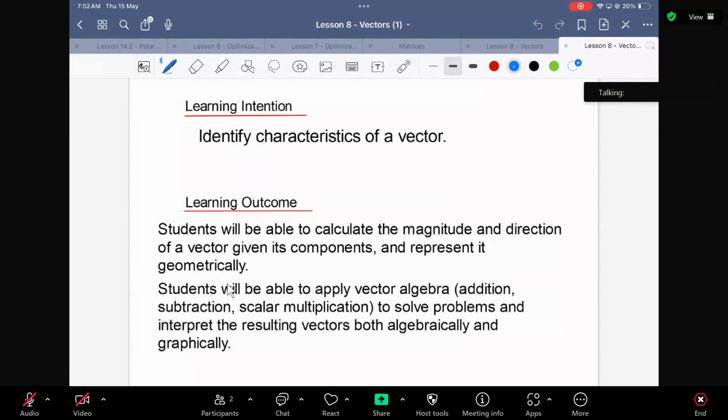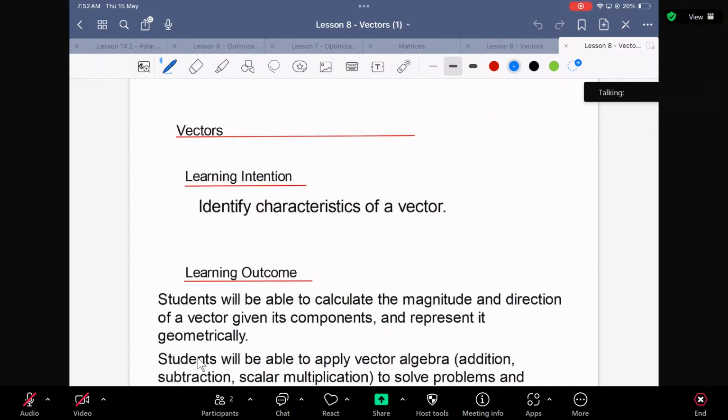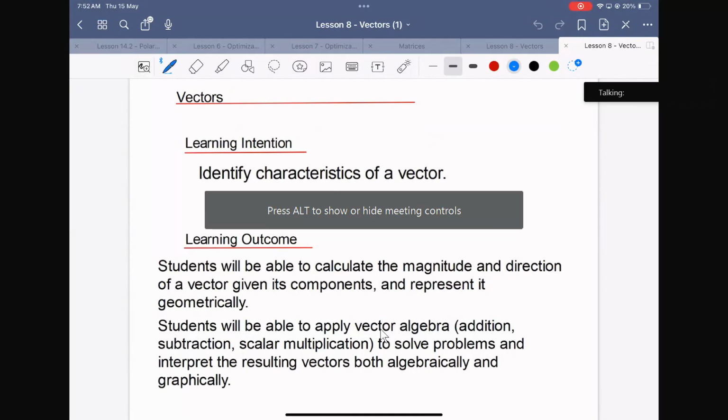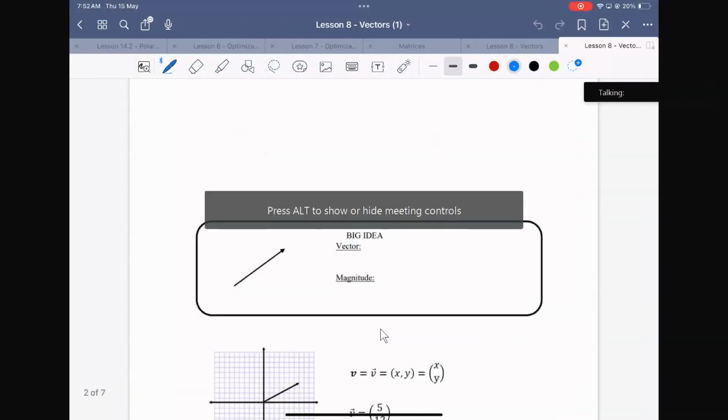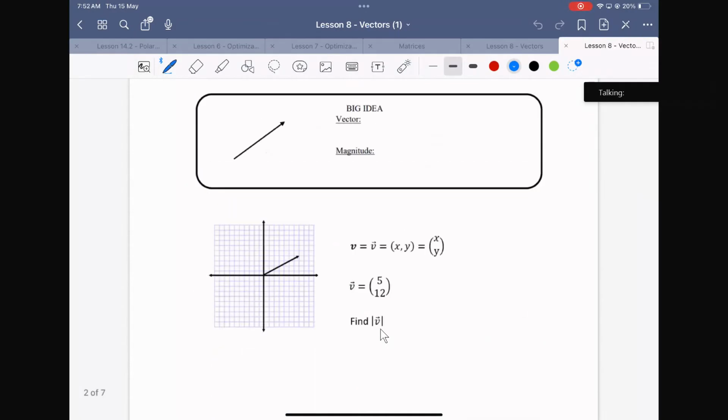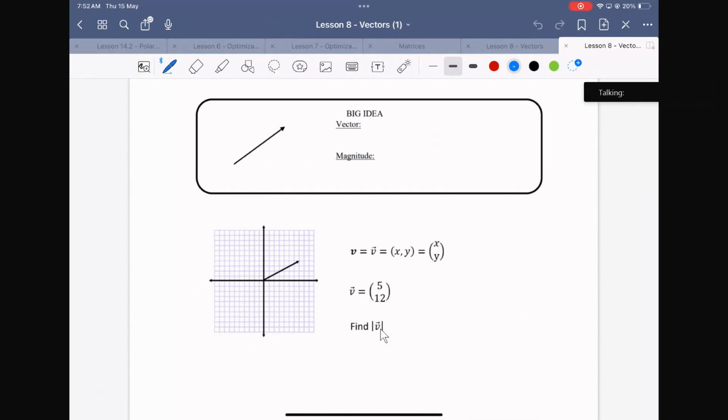Okay, so today we are looking at vectors and introducing basic characteristics of vectors. The big idea is a vector is a movement in the xy plane in a particular direction. Looking at the big idea for vectors, we can represent some physical quantities with vectors, and one of the best physical quantities that we tend to represent with vectors are things like velocity.